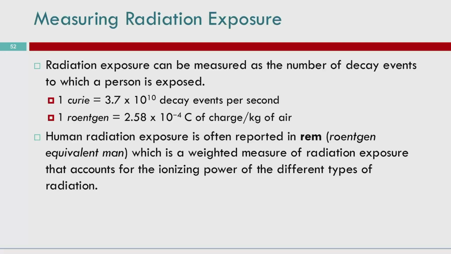The way that we measure radiation exposure is by the number of decay events that a person's exposed to. Two of them are the unit Curie, which is a certain number of decay events per second, and the Roentgen, which is an amount of charge per kilogram of air. They're just difficult units to think about. Human radiation is often reported in REM, Roentgen equivalent man. There's like 3 different classes of units for radiation. One's like the amount that's emitted, one's the amount that's absorbed, and then I think there's a third one that I don't remember what it is off the top of my head.